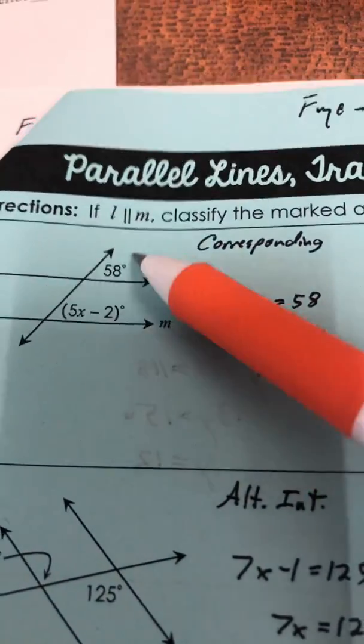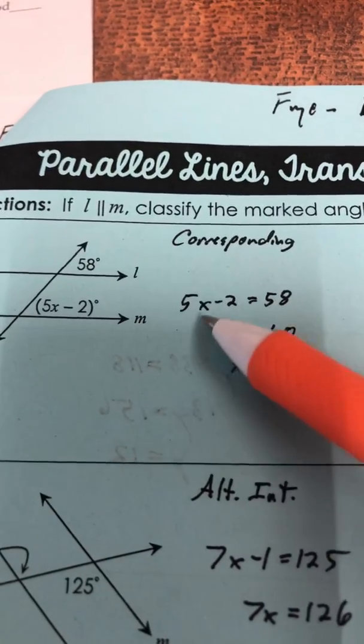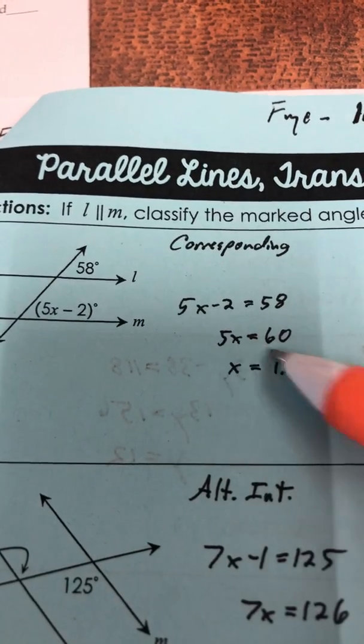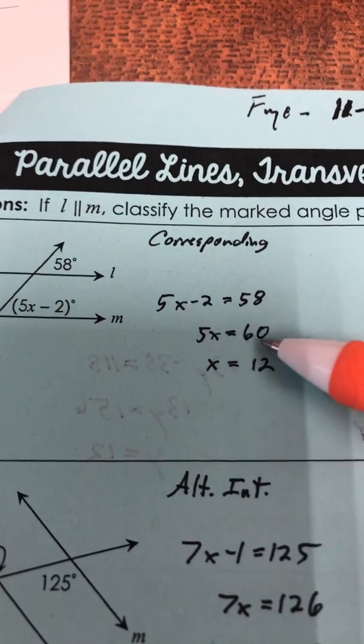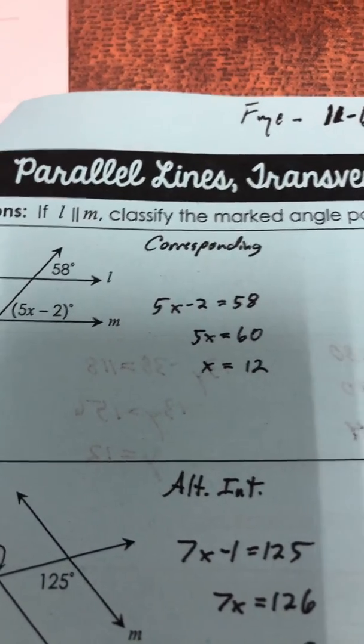So these two would be corresponding, and so that means they would be equal. And so you just set them equal, and then here's the algebra. You add 2 to both sides, divide both sides by 5, you get X equals 12.